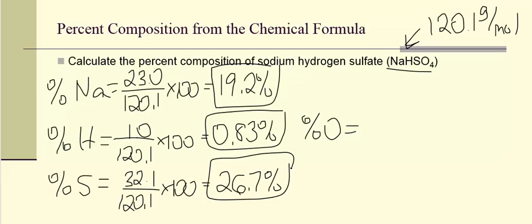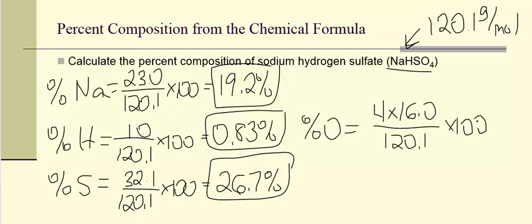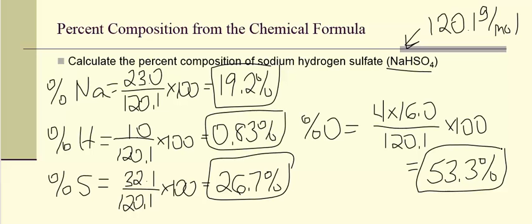So all of these numbers are coming from the periodic table. Percent oxygen, there are 4 oxygen times a mass of 16, again divided by the total. So percent oxygen in the compound by mass, 53.3. And when you add these 4 numbers together, within rounding error, you should get 100%.